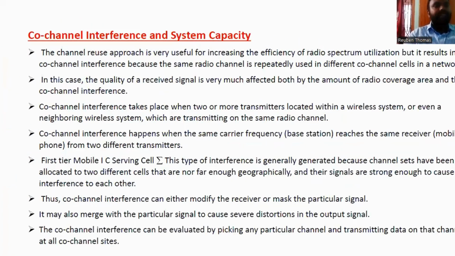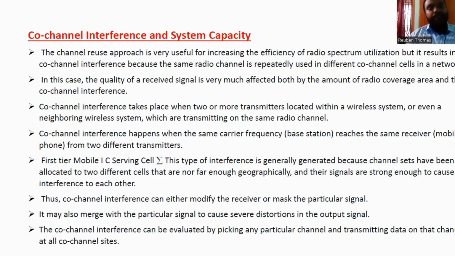Then coming to co-channel interference and system capacity. The co-channel reuse approach is very useful for increasing the efficiency of radio spectrum utilization, but it results in co-channel interference because the same radio channel is repeatedly used in the co-channel cells in a network. In this case, the quality of a received signal is very much affected both by the amount of radio coverage area and the co-channel interference. Co-channel interference takes place when two or more transmitters located within a wireless system, or even a neighboring wireless system, are transmitting on the same radio channel.